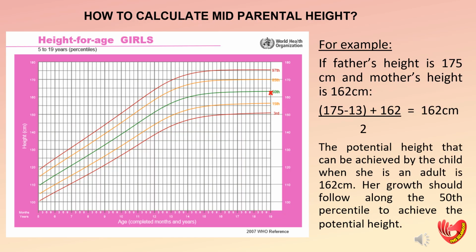For example, for a girl whose father's height is 175 centimeters and mother's height is 162 centimeters, using the formula given just now, her mid-parental height would be 162 centimeters. The potential height that can be achieved by this child when she is an adult is 162 centimeters. Her growth should follow along the 50th percentile to achieve this potential height.